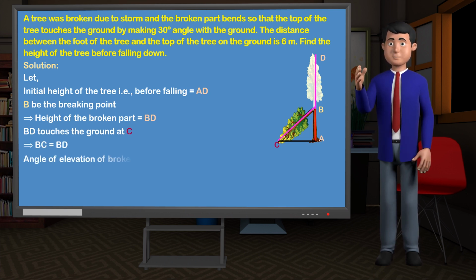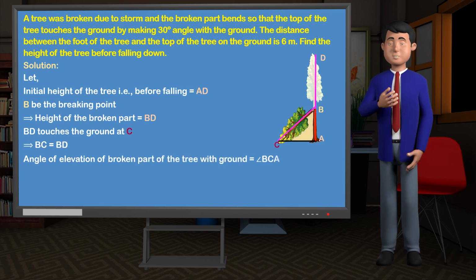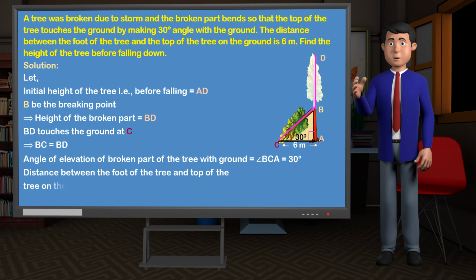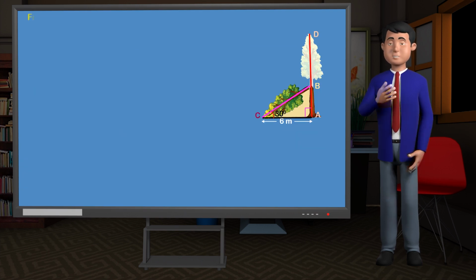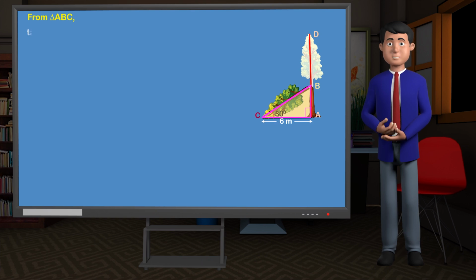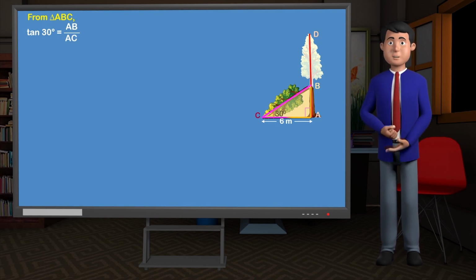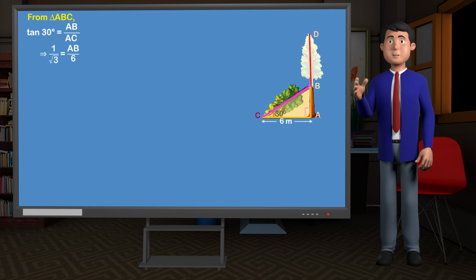The angle of elevation of the broken part of the tree with the ground is angle BCA, which is equal to 30 degrees. The distance between the foot of the tree and the top of the tree on the ground, AC, is equal to 6 meters. From the triangle ABC, we know tan theta is equal to opposite side divided by adjacent side. So, tan 30 degrees is equal to AB by AC. We know tan 30 is equal to 1 by root 3, which implies 1 by root 3 is equal to AB by 6, which implies AB is equal to 6 by root 3.